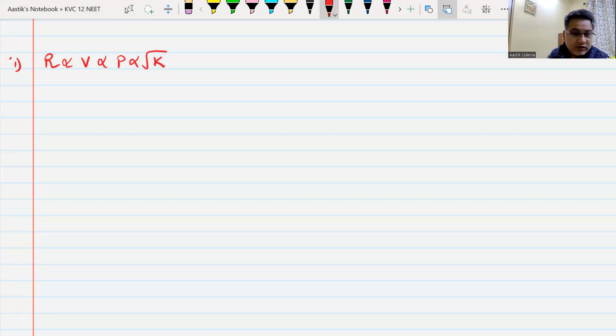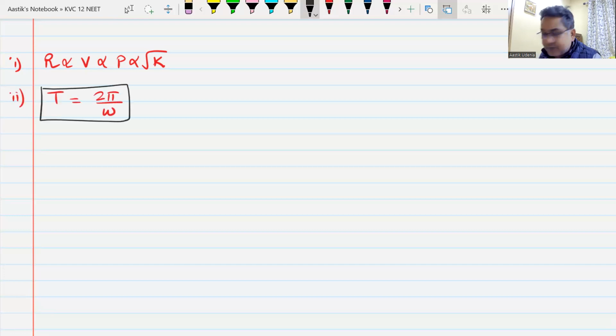Now, the second point that you must remember about this circular motion is the time period of circular motion. Time period of circular motion is always equal to 2 pi by omega. We have already seen this formula. Now, how do you find this omega? This omega is always equal to V by R. Omega is the angular velocity. Do we understand this, everyone?